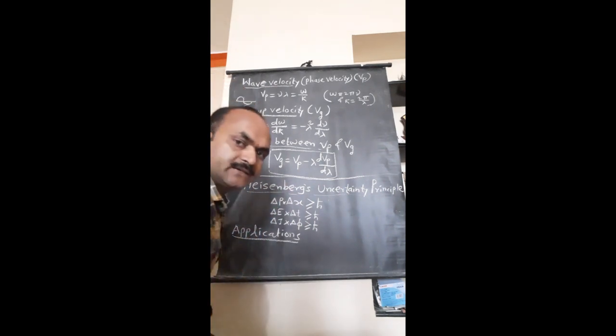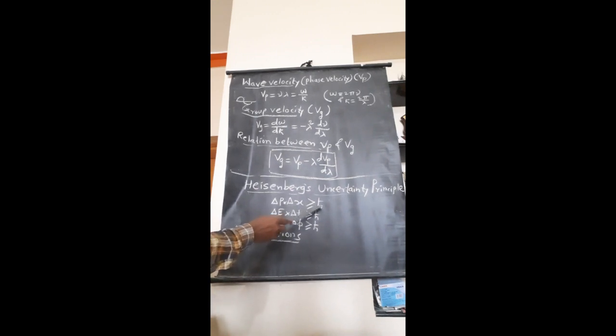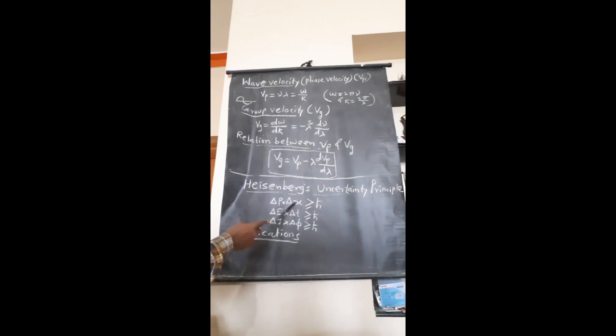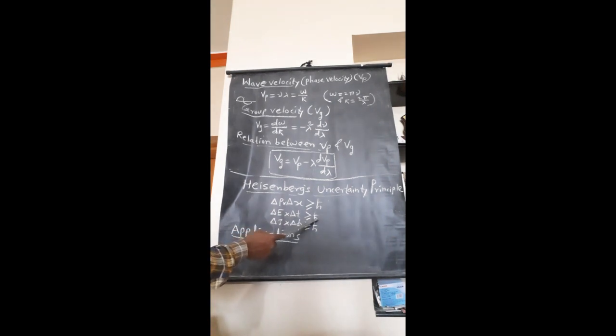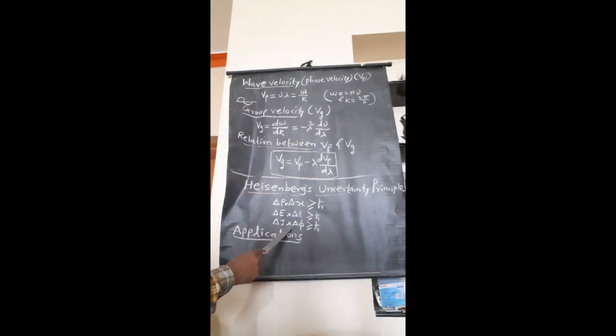Mathematically this relation can be expressed as del p into del x greater than or equal to h cross, where del p is the uncertainty in the determination of the momentum, and del x is the uncertainty in the determination of the position. Also in the case of the time-energy uncertainty principle, del E into del T is greater than or equal to h cross, and in the case of angular momentum and angular displacement, del J into del phi is greater than or equal to h cross.